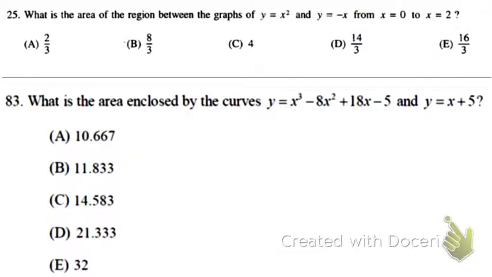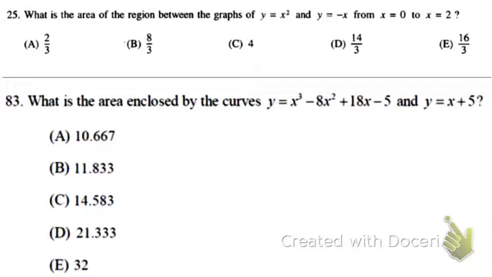83 is a calculator required problem. I know it because, number one, it's 83. And remember, we talked about how anything above a 70 is a calculator required problem. Secondly, if you look at all the answer choices, they're all decimal forms. And so typically that's a huge indicator that it's going to be a calculator required problem as well.